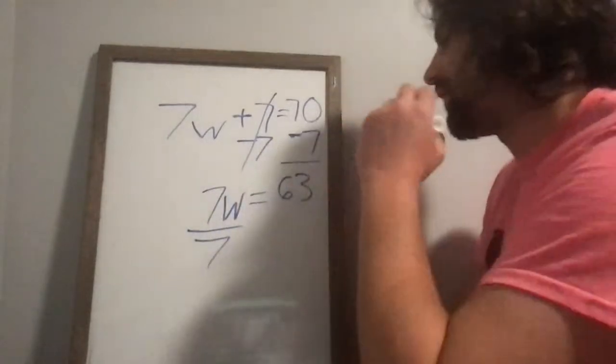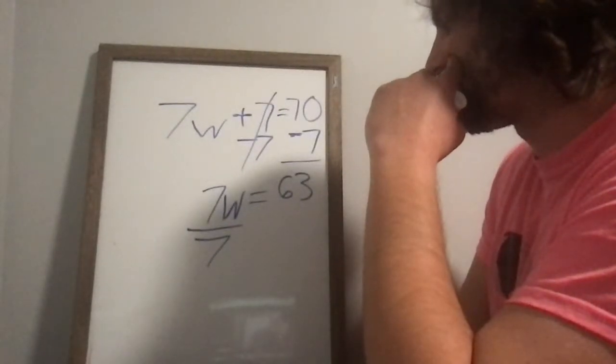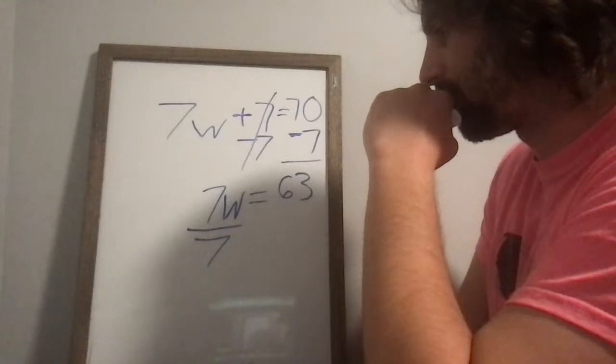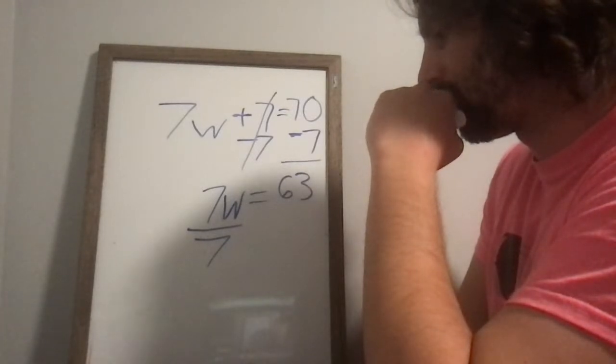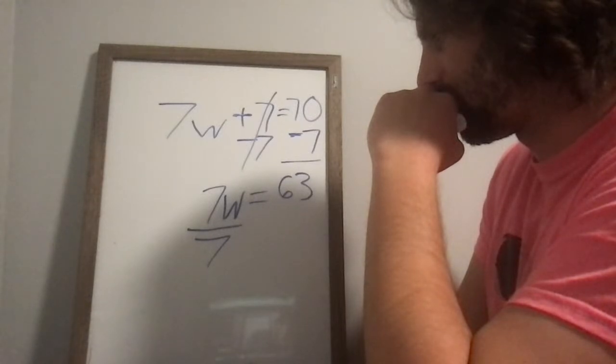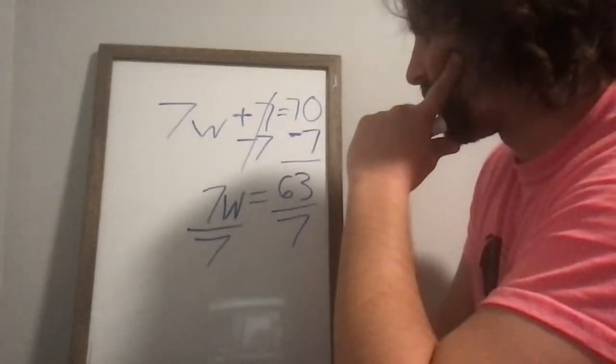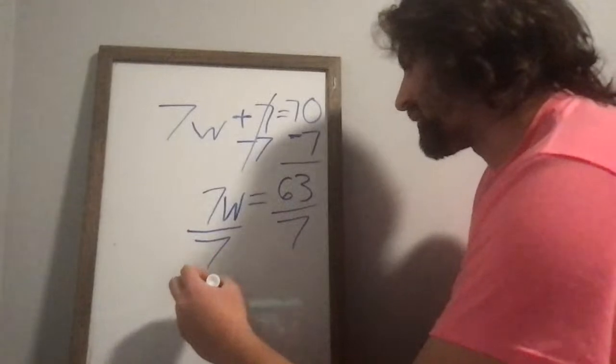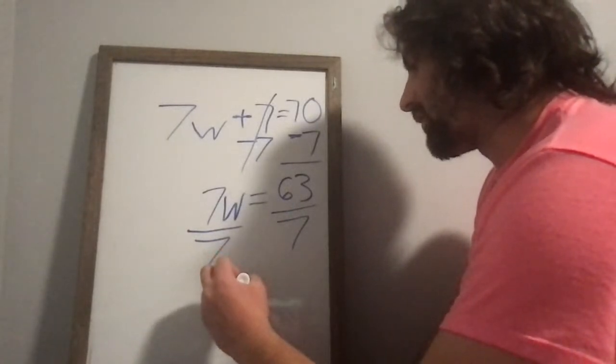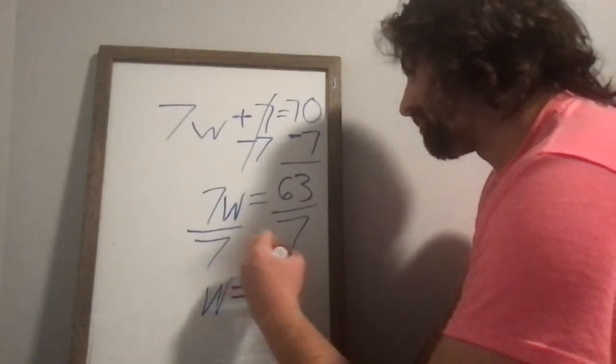All right, 7w divided by 7, 63 divided by 7. All right, 63 divided by 7 equals 9. So w equals 9.